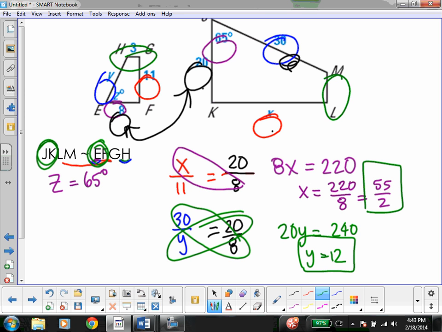And I believe I have found all of my answers. I have x to equal 55 over 2, y to equal 12, and z to equal 65. So I am finished.